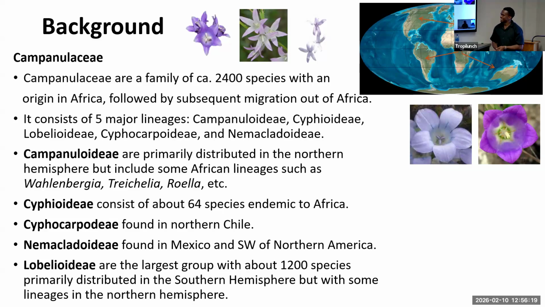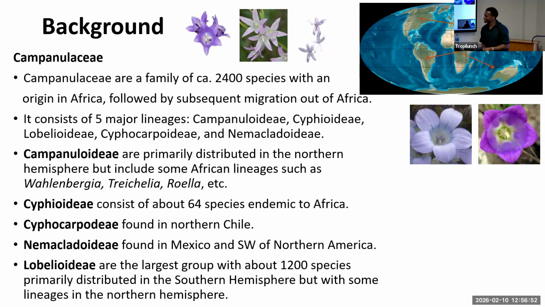We do have African lineages, and Cyphioideae is endemic to Africa. So that's why Africa is very important, if a whole subfamily is just endemic to Africa. Imagine if we lose a whole subfamily because of the ongoing climatic changes. That's huge. And then we've got Cyphocarpoideae, which is in northern Chile. I've never been there, but I think we've got a few species of that. And then we've got Nemacladoideae, which is found here in America and in Mexico.